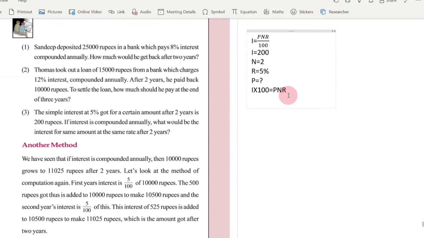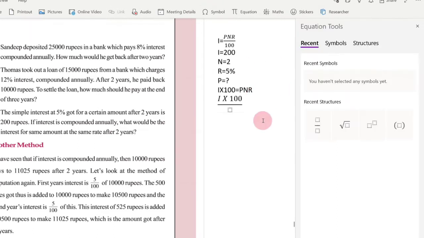So I into 100 by N into R is equal to P. This is the equation to find out P. How do we find P? That is equal to I into 100 by N into R. So first find out P. P is equal to I into 100 by NR.